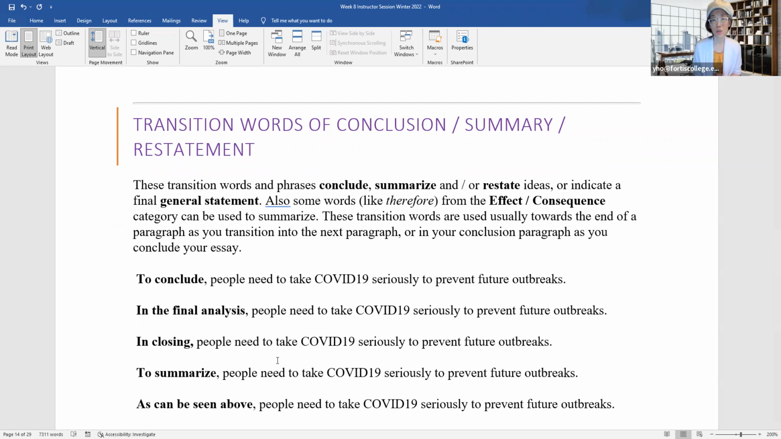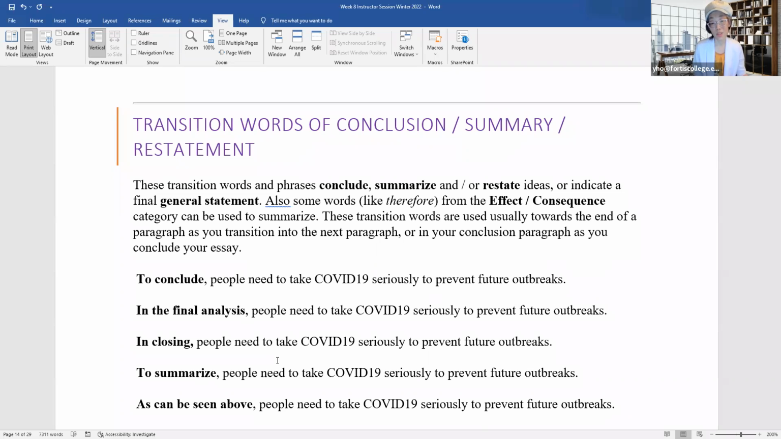Now, for your conclusion paragraph, you have to restate the thesis as the first sentence of the last paragraph. And so in the conclusion paragraph or your last sentence of each paragraph, you can use transition words of conclusion, summary, and restatement. So you could say, to conclude, people need to take COVID-19 seriously. In the final analysis, gun control is not necessary. So you always put the thesis statement, which is the first sentence of your last paragraph, after these transition words of conclusion. In closing, to summarize, as can be seen above.